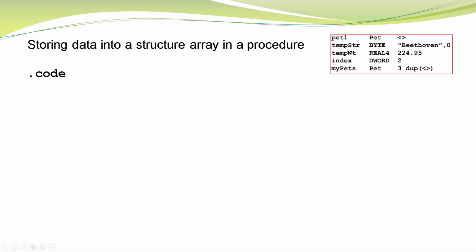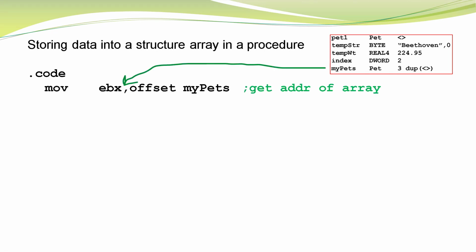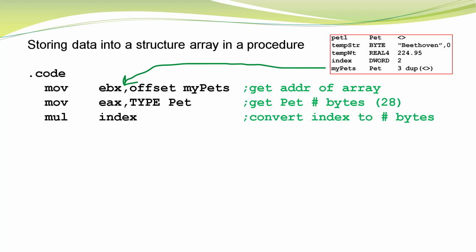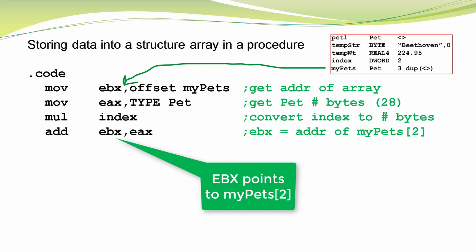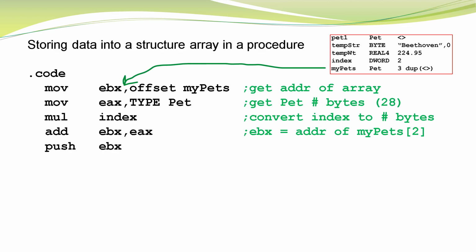First of all, I get the address of the mypets array into a register. Here it's the EBX, but it could be any general-purpose register. Then I use the type operator to store into the EAX register how many bytes a pet structure holds. Now we do what the compiler did for us. That is, we multiply the index times the size of a structure. We should get 56. Then we add that 56 to the address held in the EBX register, which means EBX holds the address of the third structure in the array. That's what we push as the first parameter onto the stack.